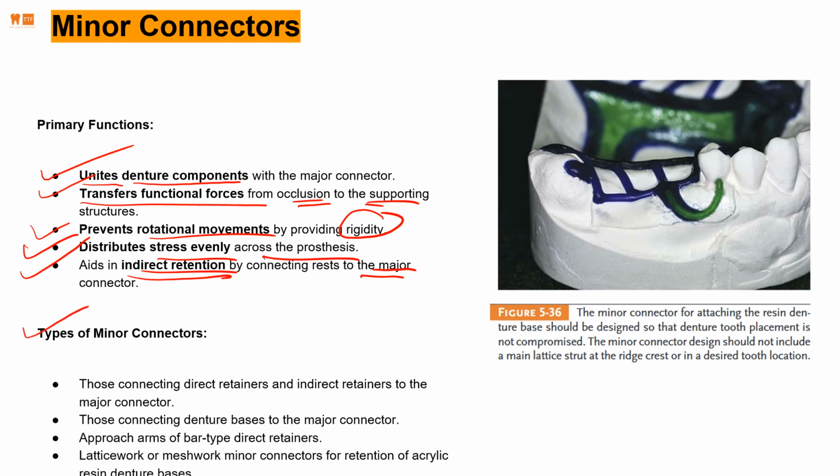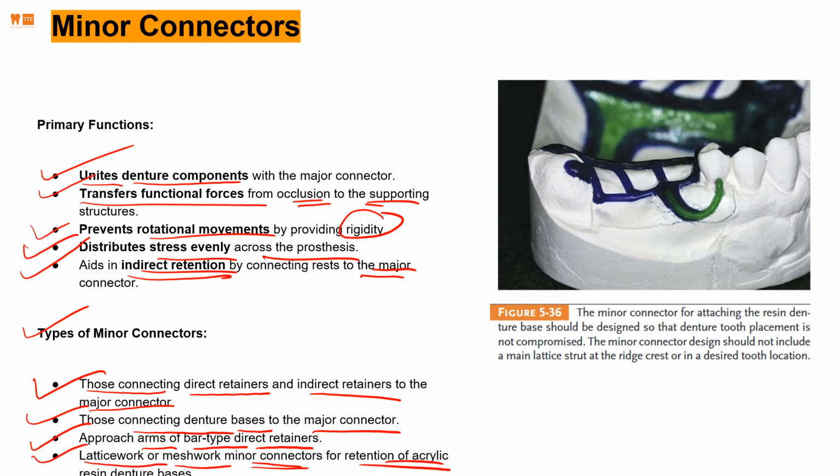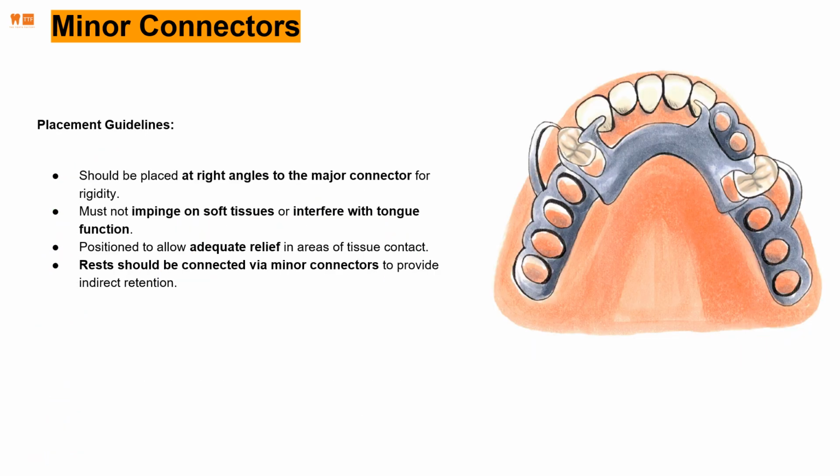Then the types of major connectors, or minor connectors, apologies. Those connecting direct retainers and indirect retainers to the major connectors. Then there's those connecting the denture base to the major connector. Then the ones that approach as arm type or bar type direct retainers, so clasp assembly type. And then of course the lattice work or mesh work minor connectors that retain the acrylic. So all the ones we talked about in the previous photograph.